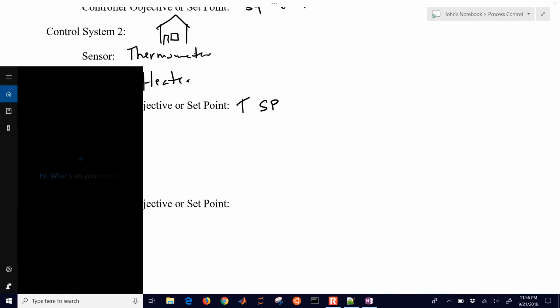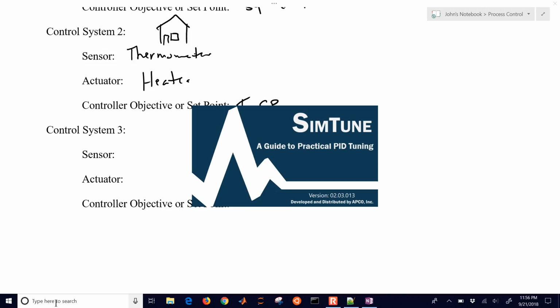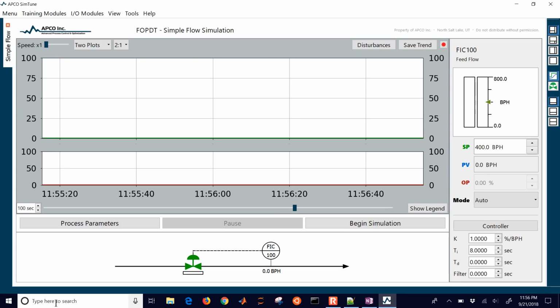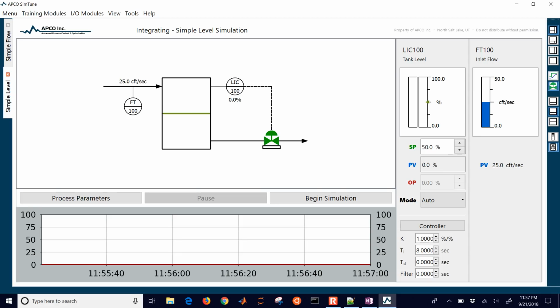I'm just going to show you an example of this with SimTune. It's a nice program that helps with teaching control systems and identification. Let's just go to one of the training modules, flow controller, and there you can see it on the right. I'm going to make this just a little bit bigger so you can see it as I begin the simulation. I'll just change it to manual and begin the simulation.